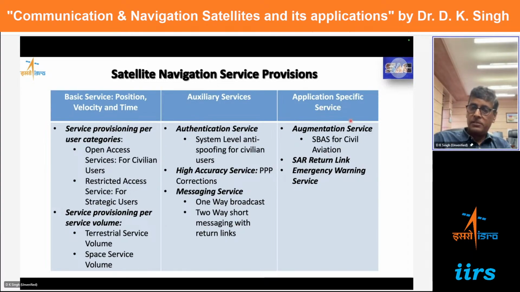Then there are the application specific services, like I called Gagan, the SBAS. Then the satellite aided search and rescue services, and the emergency warning services, like you can do geofencing. So let us say Pakistan used to capture a lot of our fishermen, but the moment we put in a system where its coordinate is calculated, the moment it crosses our border, the emergency alarm will go to the fishermen as well as to the station at the coast that somebody has crossed the safe water. So these are the things which can save lives.